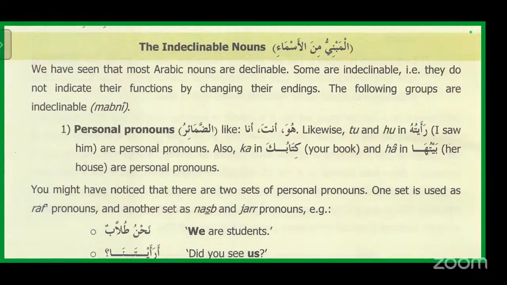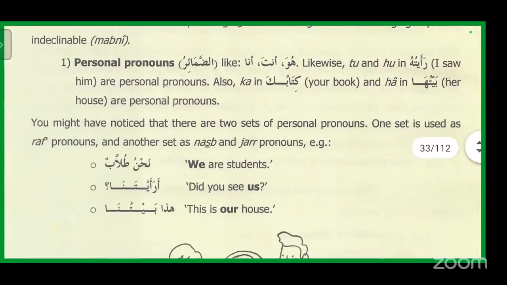The indeclinable nouns. Al-mabniyu min al-asma'i. We have seen that most Arabic nouns are declinable. Some are indeclinable. That is, they do not indicate their functions by changing their endings. The following groups are indeclinable. Mabni. Category number one.